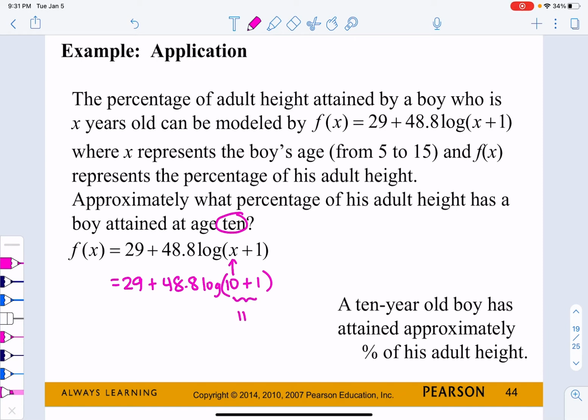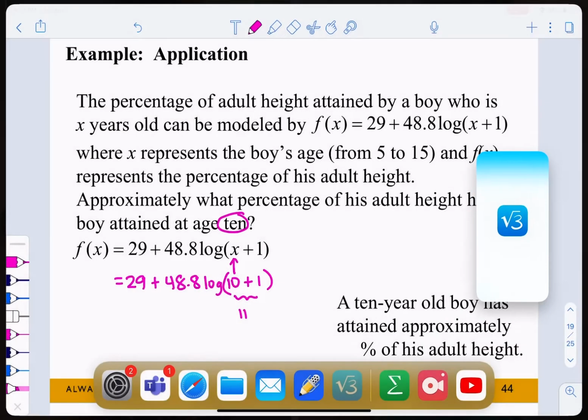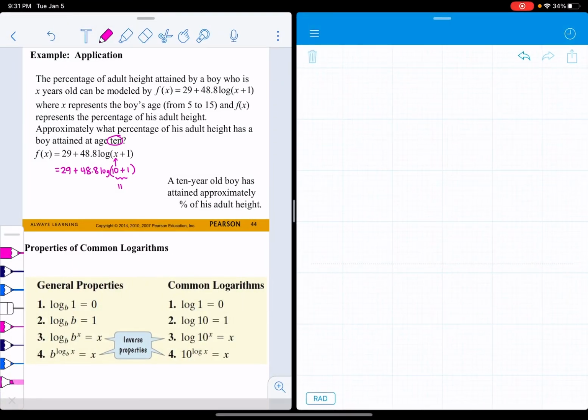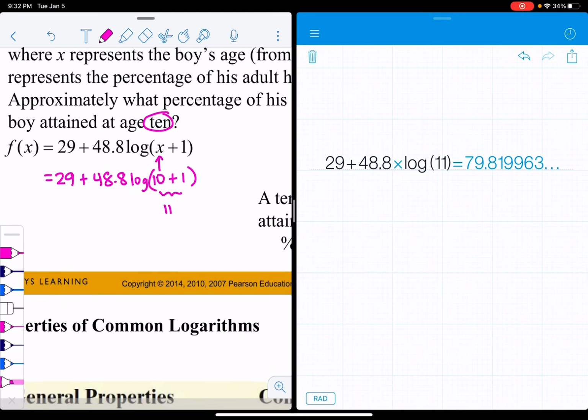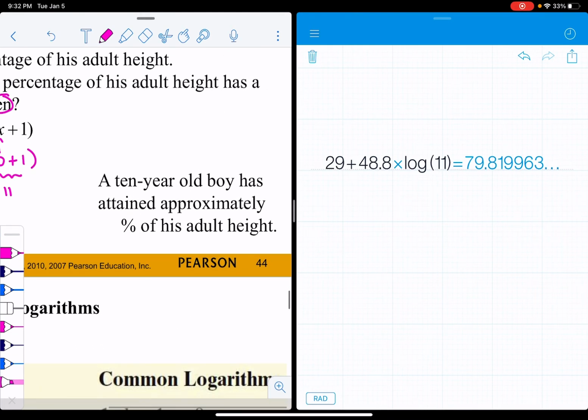So if we were to take and plug that into a calculator, hopefully you have a calculator somewhere you can just kind of grab and double check. I'm going to use my keypad over here. All right, so if we have a 29 that's going to add with that 48.8 log of 11. Let's see if it does it correctly for me. All right, so we get about a 79.81. So approximately what percentage are we looking at? We're going to look at approximately 80% of his adult height is going to be obtained by age 10.